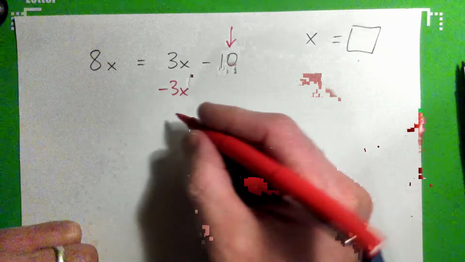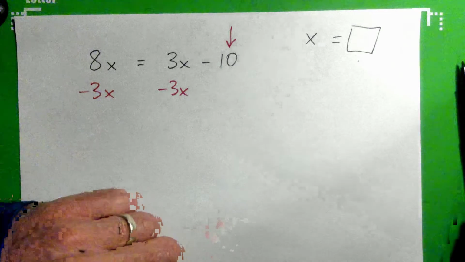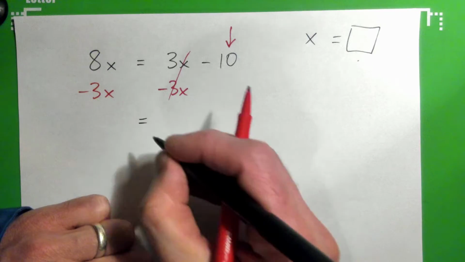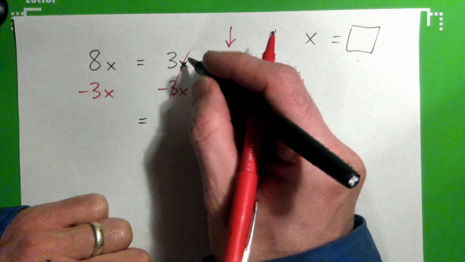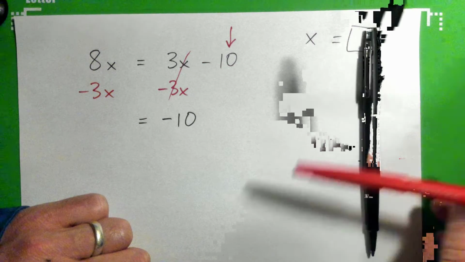Good. Subtract 3x. If you subtract 3x, you'll get rid of that, and it'll take that problem out of your life. And you can subtract 3x from the other side also. 3x minus 3x is 0. See that? And so we did that because we then end up with just negative 10 on its own there.